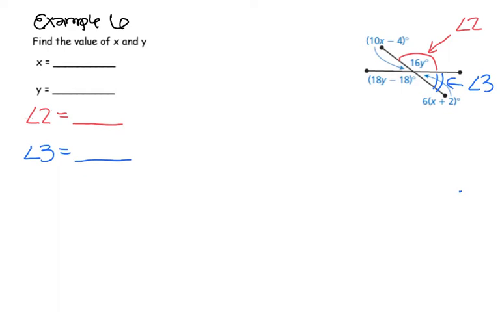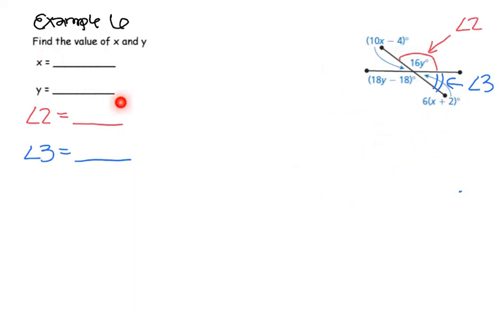So this example I would like for you guys to do on your own. If you need any references, you can look back at the previous problem. Remember, you're looking for x and y. Think about your vertical angles and your linear pairs, because that's what's going to help you.